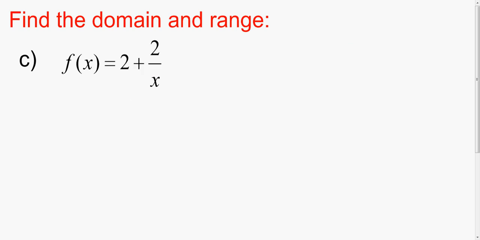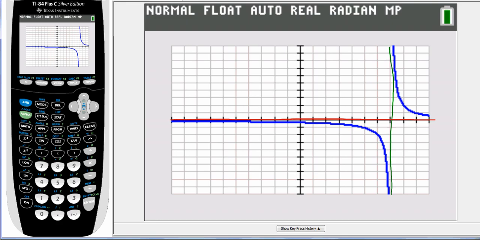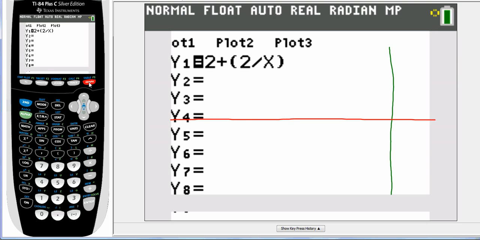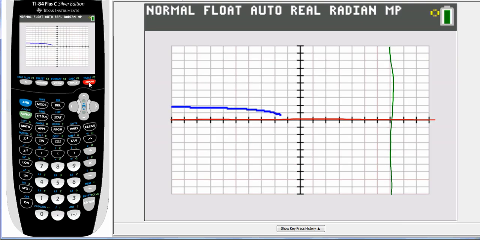This next one, 2 plus 2 over x. Again, if you think about it algebraically, you cannot have a 0 in the denominator for your domain. So I know for sure that my domain cannot be 0. So I go back here, I put my equation in, and it was 2 plus 2 over x. And let's see how this changes our graph, if it does at all.